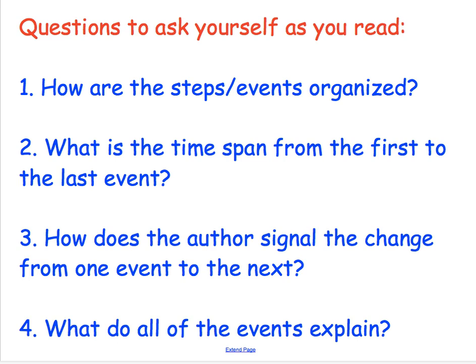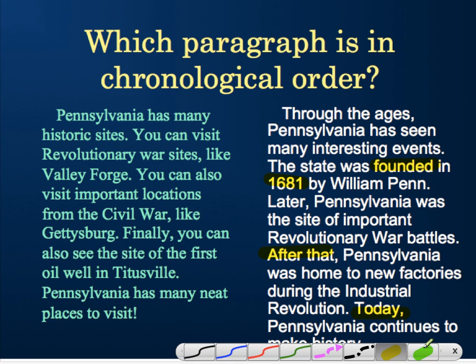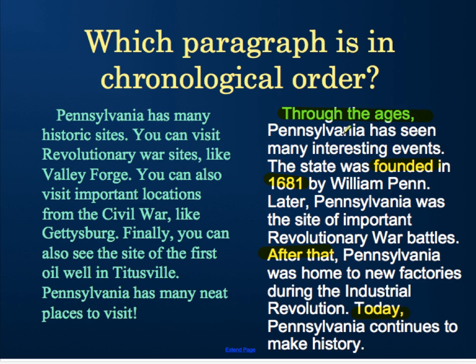And then lastly, you want to look at what do all of the events explain. Lots of times you can find this in the very first sentence, which is our topic sentence. It'll show you what this paragraph is all about. So this one says, through the ages, Pennsylvania has seen many interesting events. So right there, just the key word of events tells us it's going to be talking about different events, and if they're in order, it's going to be chronological or sequential text structure.